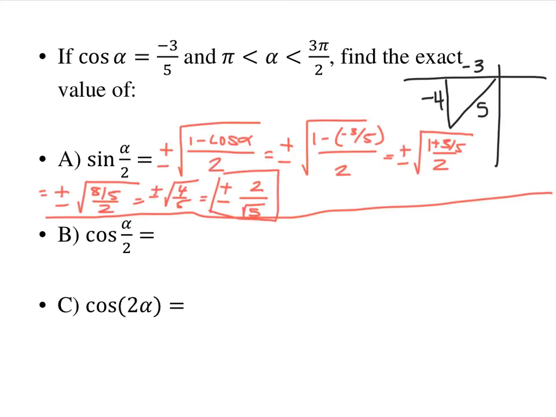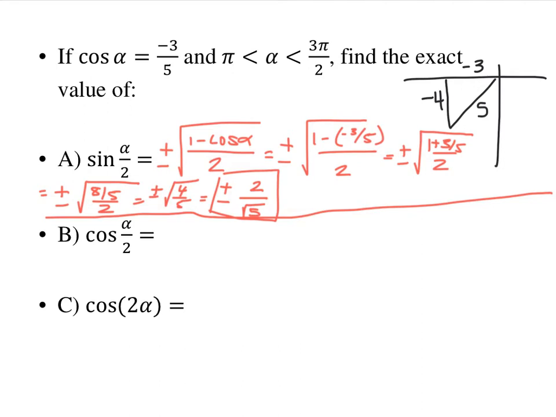So the half angle formula for sine is plus or minus the square root of 1 minus cosine of alpha, divided by 2. So if I apply this, well, we know that cosine of alpha is negative 3/5. That was given in the problem. So you end up with the square root of 1 minus negative 3/5, over 2. So that simplifies down to plus or minus 2 over root 5. So now we just have to decide, is it going to be positive or negative?